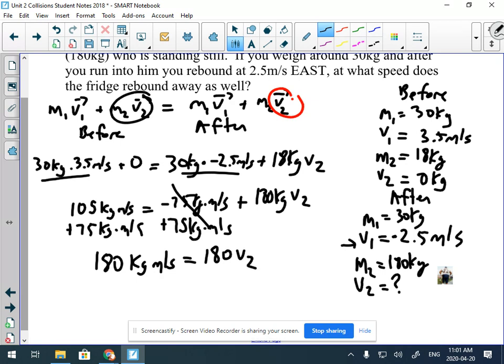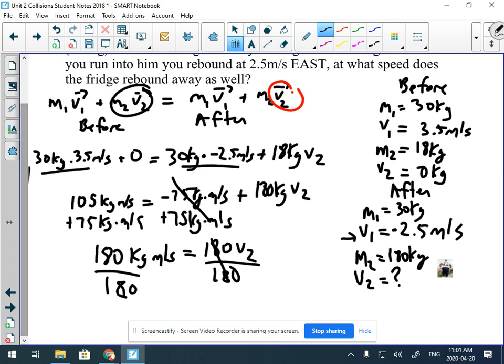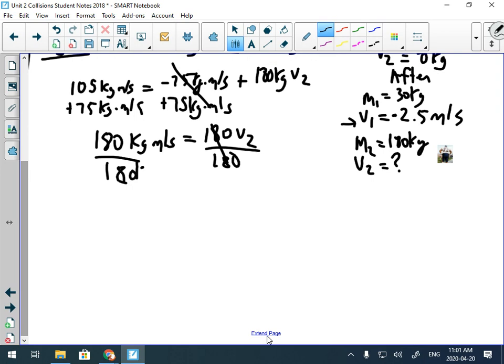Now, how do we get V2 by itself? Well, that's multiplication. So I'm going to divide this side by 180. What I do to one side, I have to do to the other. Divide this side by 180. Okay, perfect. Just hide that. And that's kilograms, so kilograms cancel out. And look, I'm left with speed. And that gives me a perfect 1 meters per second.